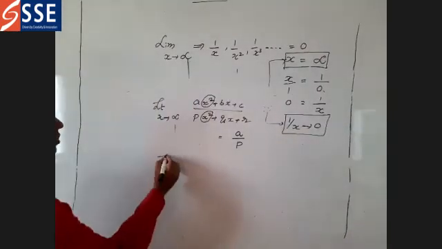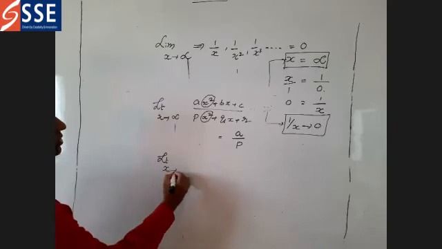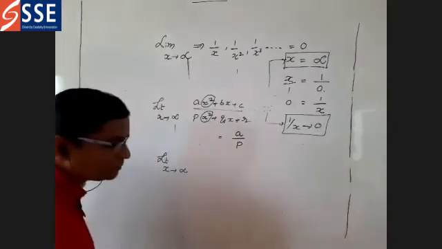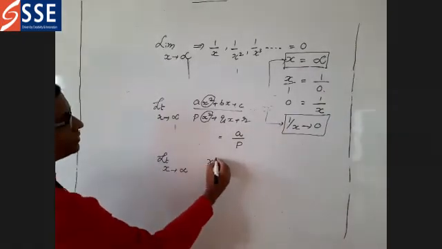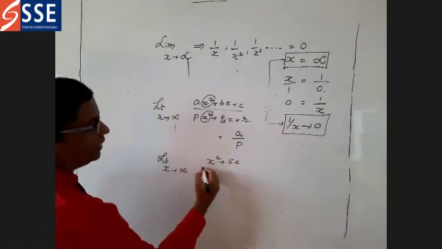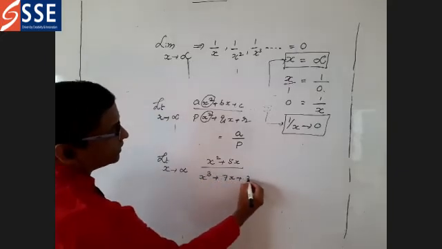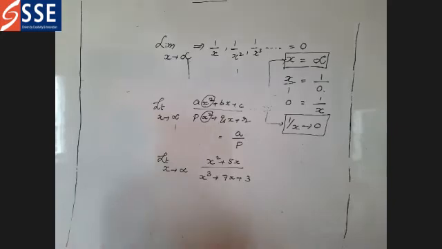Next, we'll go to another question. Limit x extends to infinity. Suppose the question is like this: x square plus 5x divided by x cubed plus 7x plus 3. Can anybody say what the answer is for this?